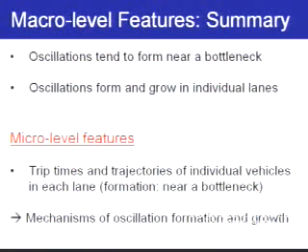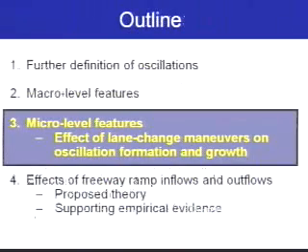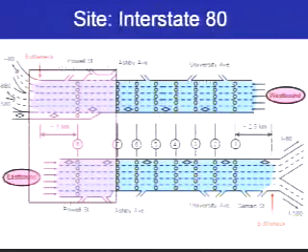So based on these macro-level features, that oscillations tend to form near a bottleneck, and that oscillations form and grow in individual lanes, I looked at micro-level features by analyzing trip times and trajectories of individual vehicles in each lane to uncover the mechanisms of oscillation formation and growth. So having said that, let me move on to micro-level features that I observed from video.